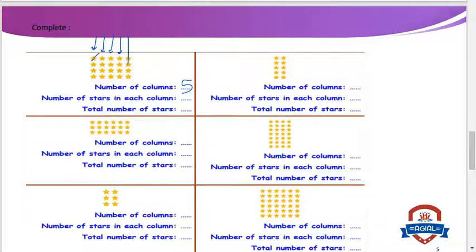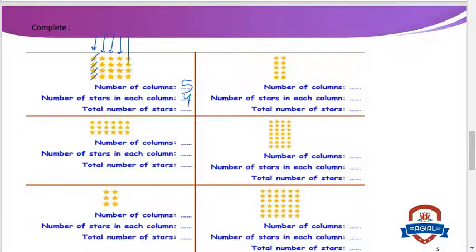1, 2, 3, 4. Super. 4 stars in each column. So total number of stars. We have 4 stars in each column, and we have 5 columns. So 4 plus 4 plus 4 plus 4 plus 4, 5 times.